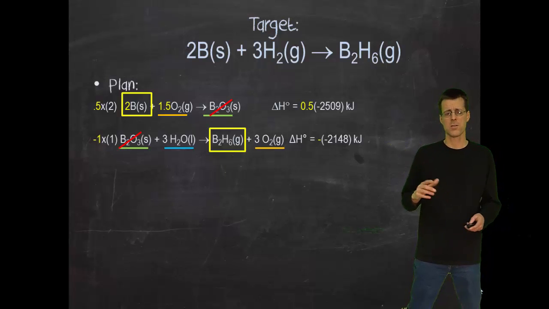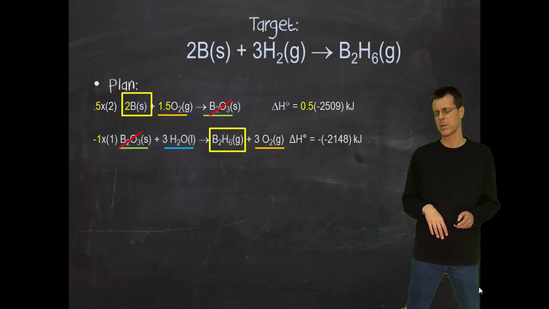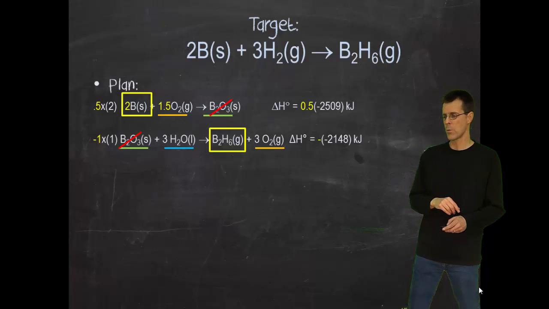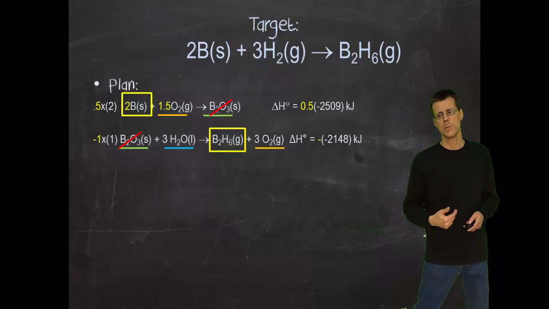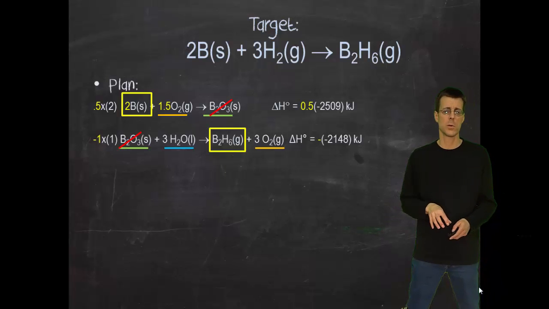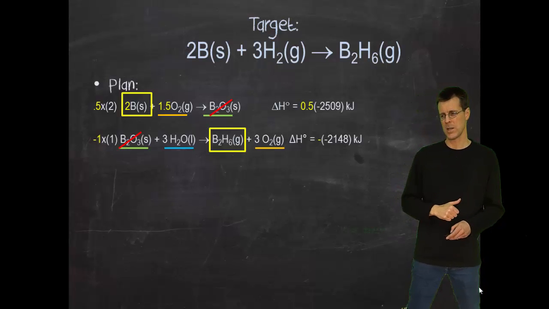Okay, so identify the oxygens that are there. I could start to cross that out a little bit, but hang on, I'm going to let it ride for a minute. I'm going to focus on the water now. So 3 moles of water. There's no water in my target reaction, so I have to eliminate that water. Right now the water is on the reactant side. I need it on the product side.